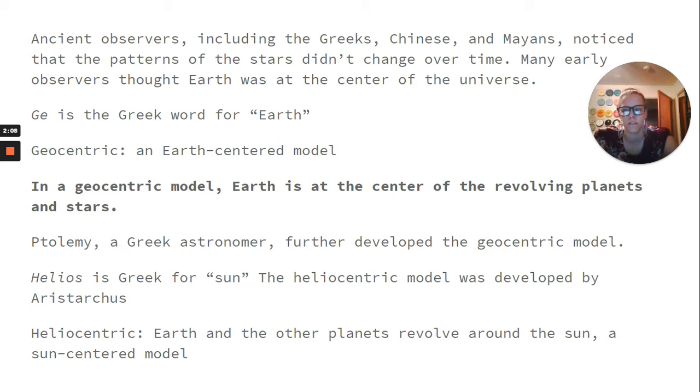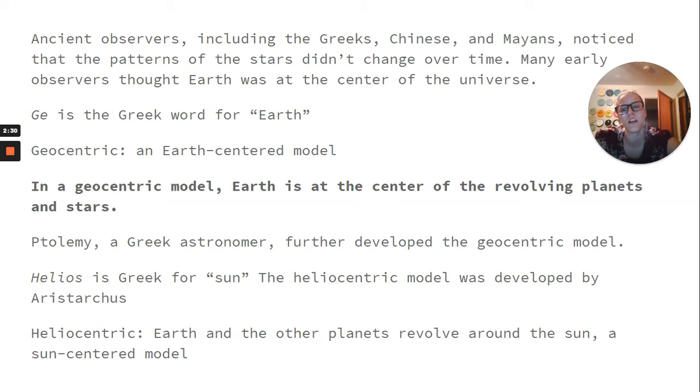Then we have geocentric. I don't know how to say that 100%, but geo is the Greek word for Earth. Geocentric means an Earth-centered model. So in a geocentric model, Earth is at the center of the revolving planets and stars. Ptolemy, who was a Greek astronomer, further developed this model.